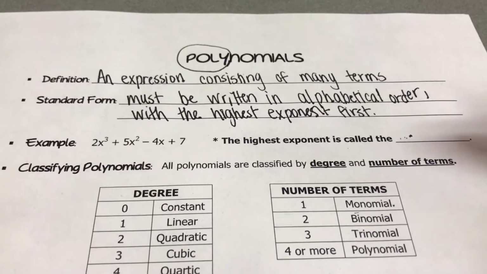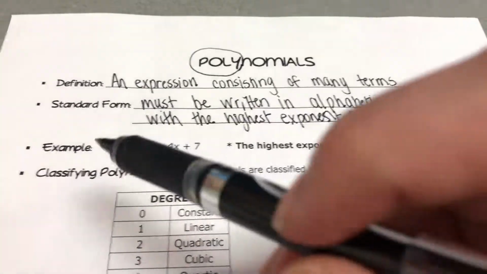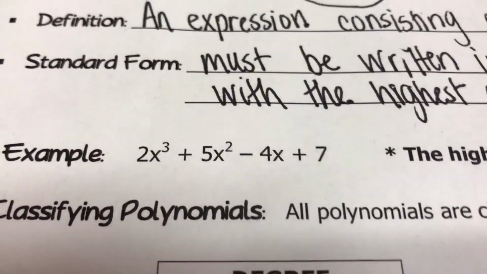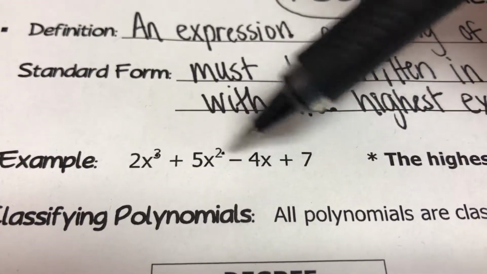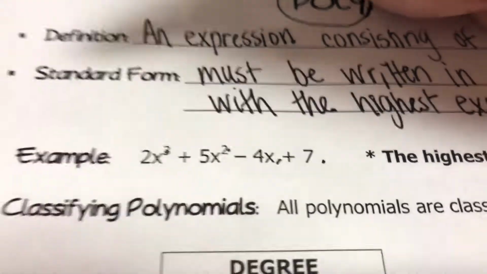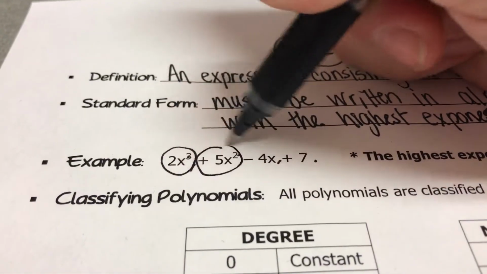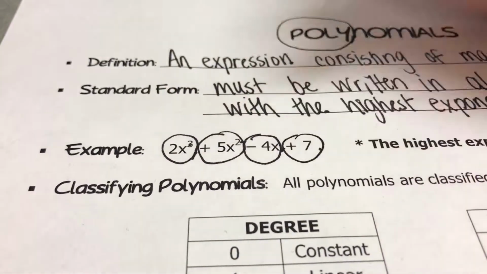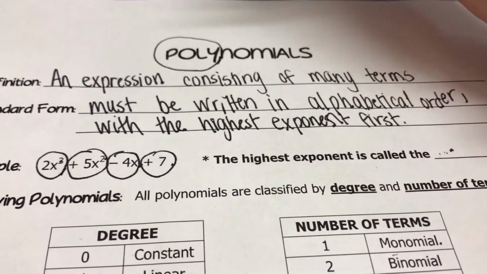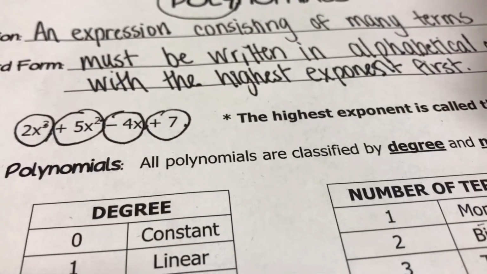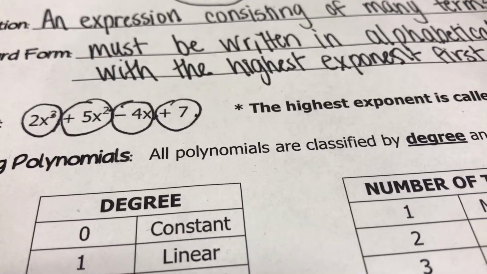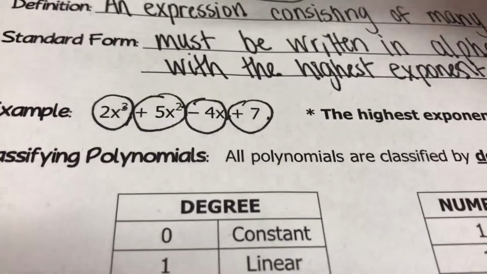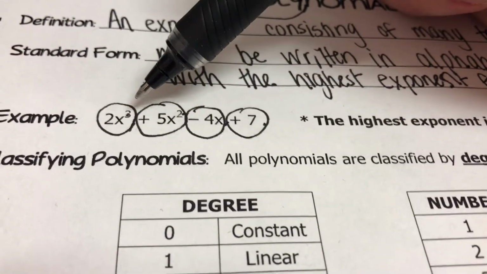the 4th comes first. If I look at this example, this is a polynomial because I have at least 4 terms there. Notice this is 1 term, 2 terms, 3 terms, 4 terms. We talked about terms already being separated by a plus or minus sign. So I've got 4 terms. It says the highest exponent is called the degree. So the highest on this one is going to be the 3rd degree.